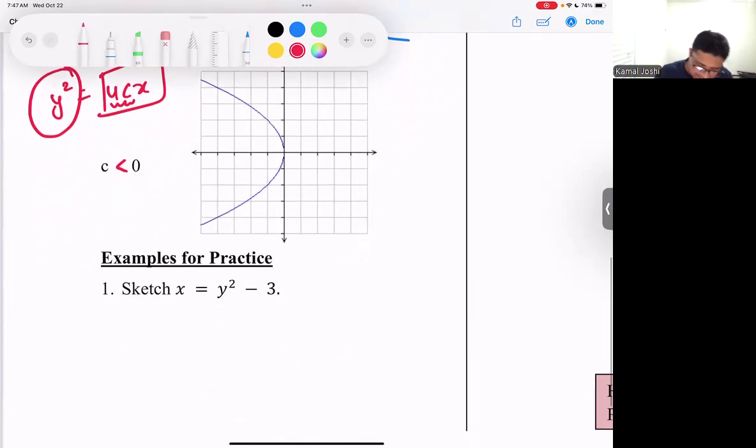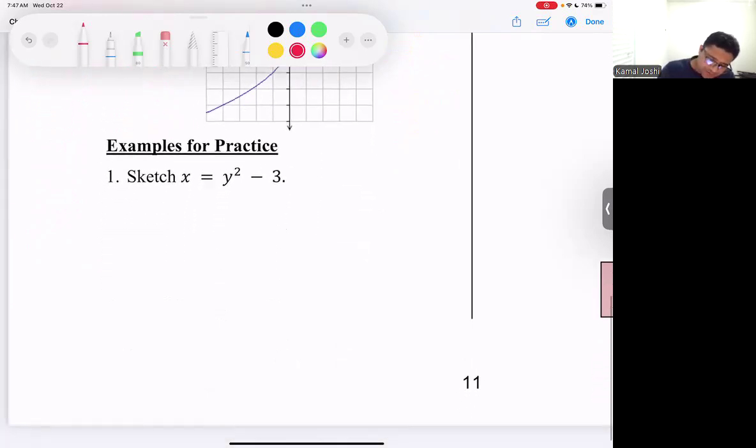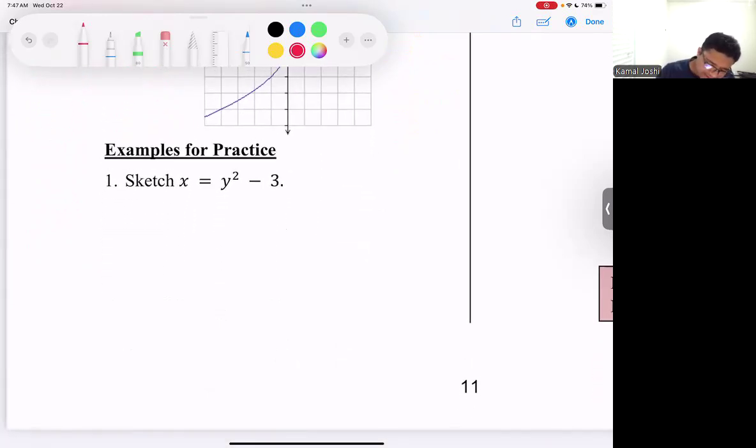All right. Let us do some examples. Now we are moving on to examples, of course, which are not necessarily centered at the origin. This is the graph.